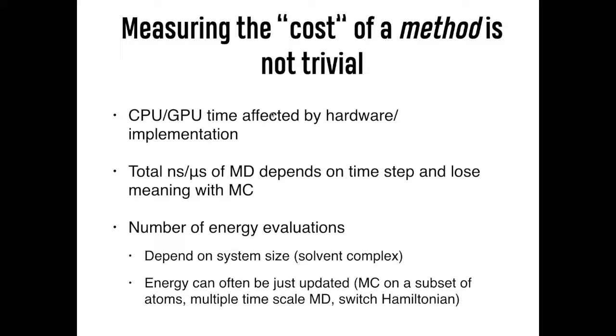Nanoseconds, microseconds of MD are traditionally listed in the literature, but they're not a very good measure of the cost. It depends on the time step, and they lose meaning as soon as you introduce some Monte Carlo moves. A third measure that we proposed was the number of energy evaluations. This is not ideal either. First of all, it cuts out everything else that is not energy evaluation, but that's usually acceptable because in this kind of statistical method, that's the most expensive part of the calculation. So it's a good approximation.